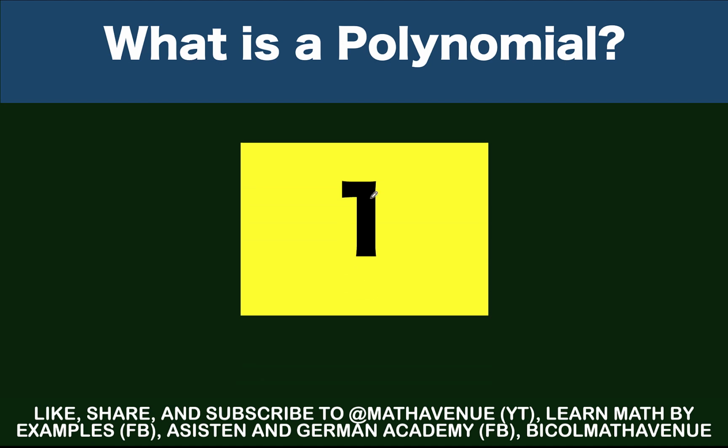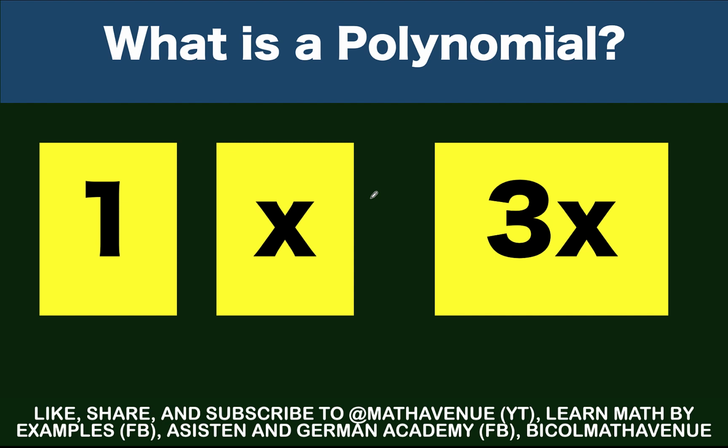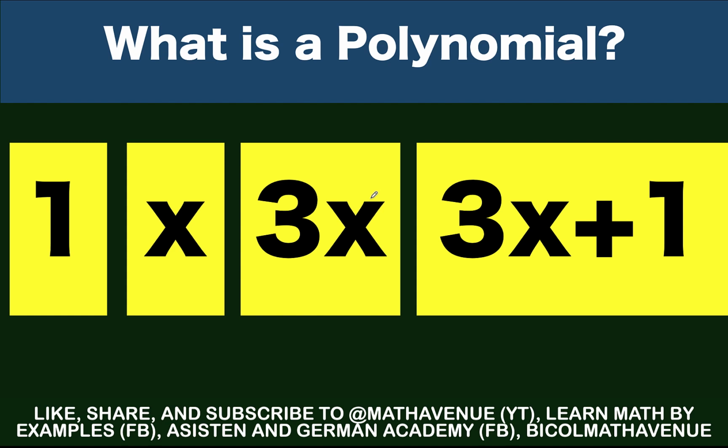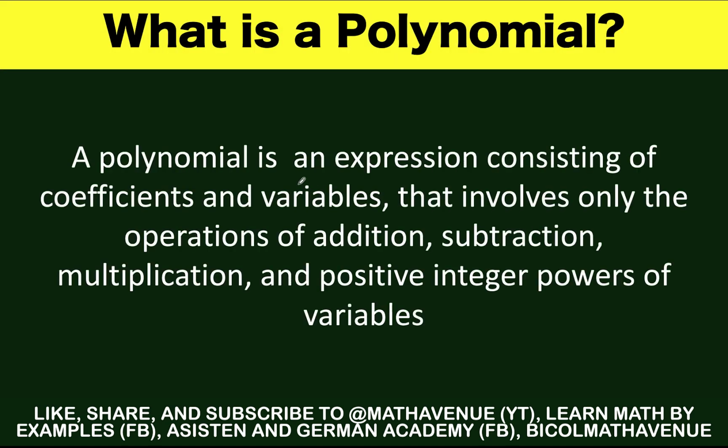So what is a polynomial? Let's begin by looking at some examples. The constant 1 is a polynomial. The variable x is also a polynomial. 3x is also considered a polynomial, and a combination like 3x plus 1 is also a polynomial. So, what is a polynomial? A polynomial is an expression consisting of coefficients and variables that involves only the operations of addition, subtraction, multiplication, and positive integer powers of variables.